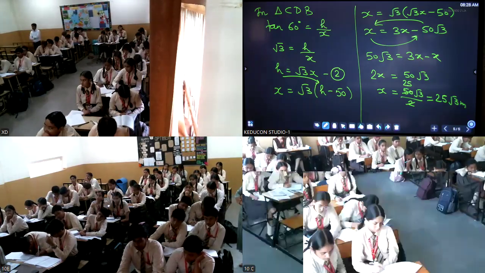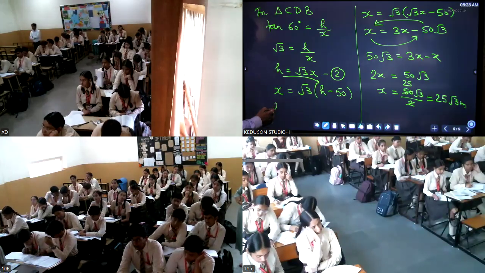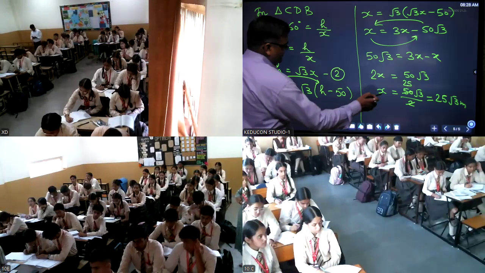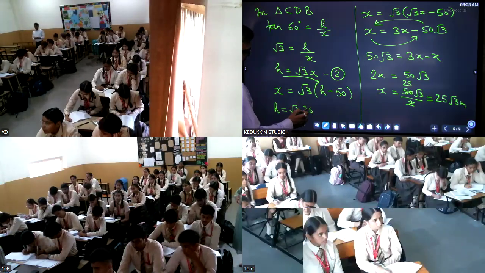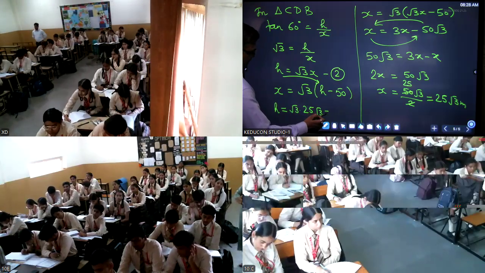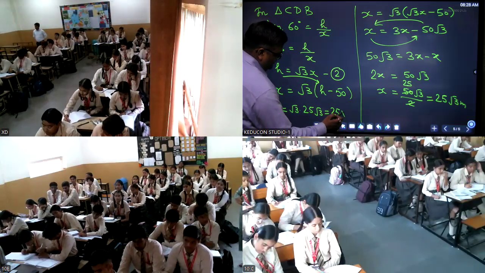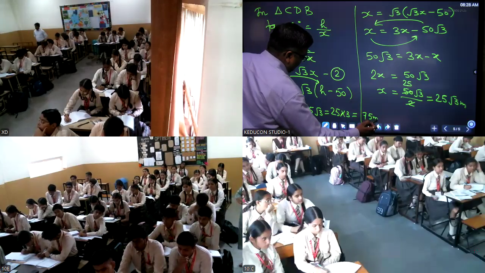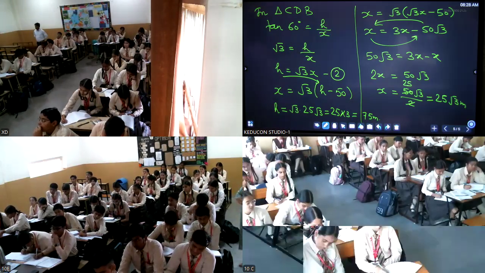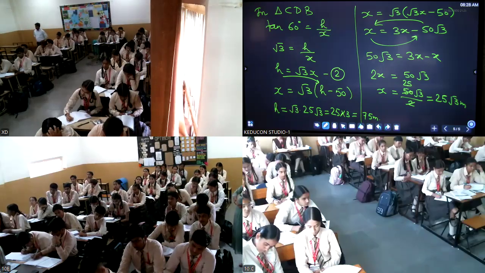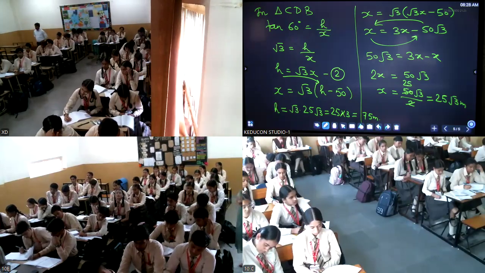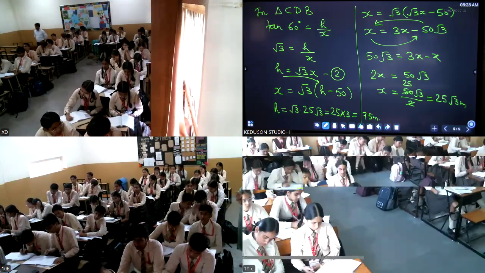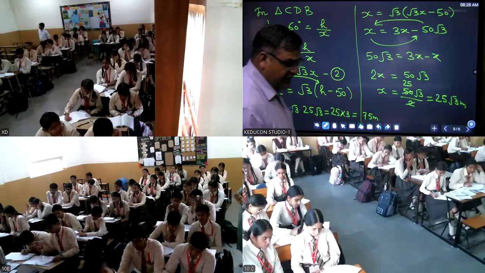What else are we left with? Now we have to find h. What is h? Root 3 into x. What is the value of x? 25 root 3. So this becomes 25 into 3, 75. That is 75 meter. So height of the tower is 75 meter. And the distance between the tower and the building is 25 root 3 meters. Is it okay बच्चों? Have you understood the question?